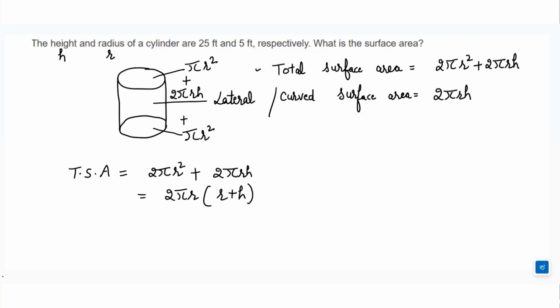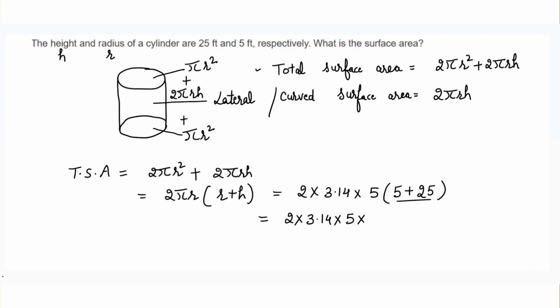Now we will just put the values here. 2 into 3.14, which is the value of pi, into r. R they have already given us 5. Then r is 5, height is 25. We'll put it here and we'll get 2 into 3.14 into 5 into 5 plus 25 is 30. And when we multiply all these numbers together, we'll get 942 feet square or square feet.